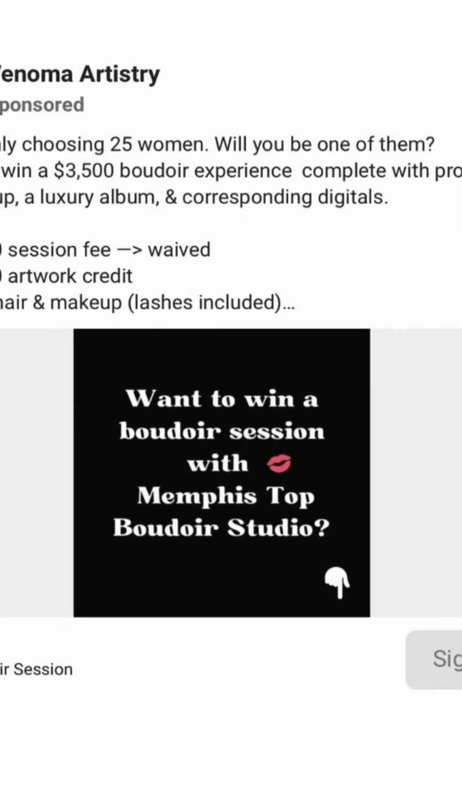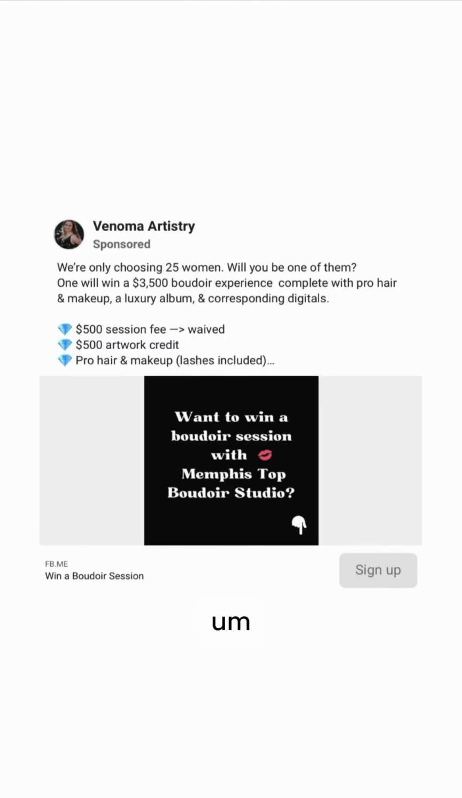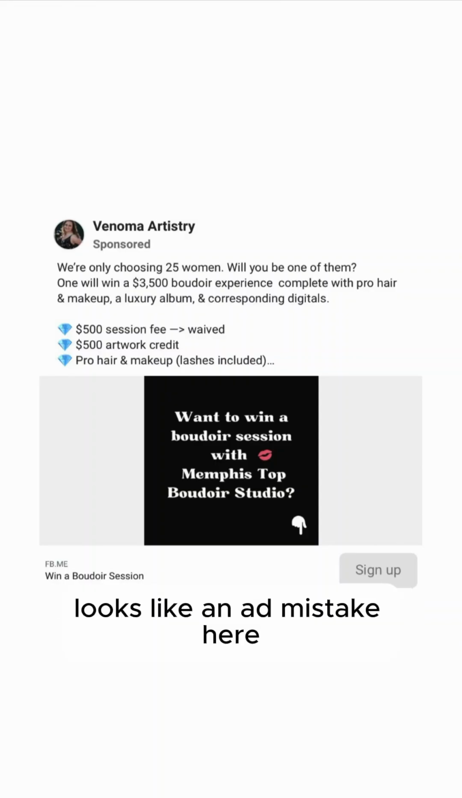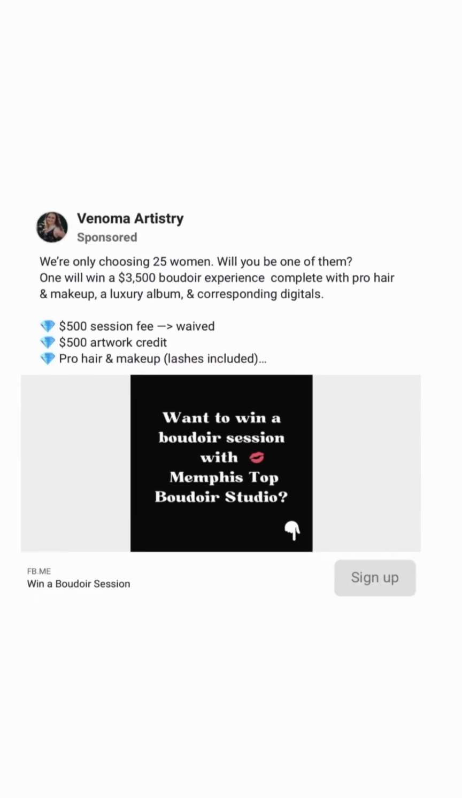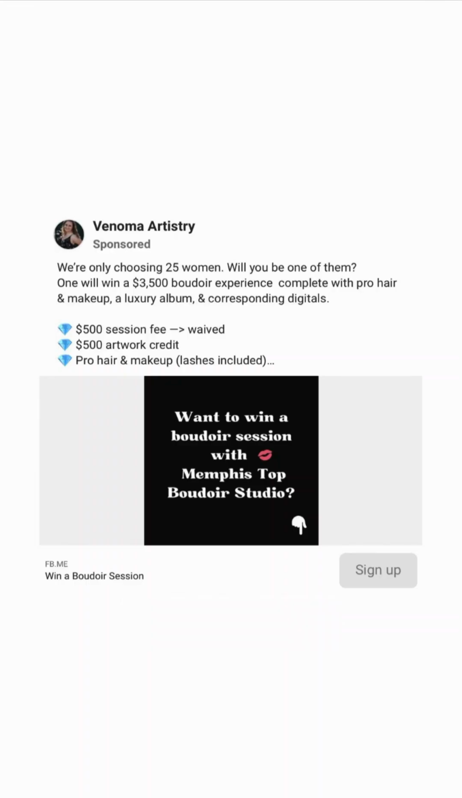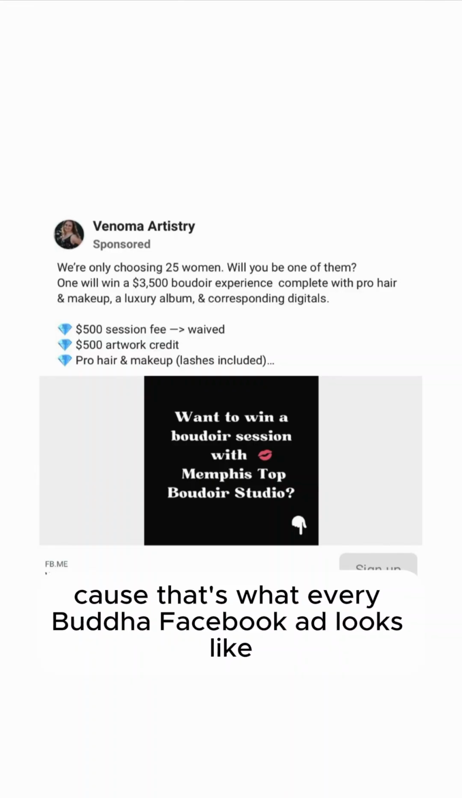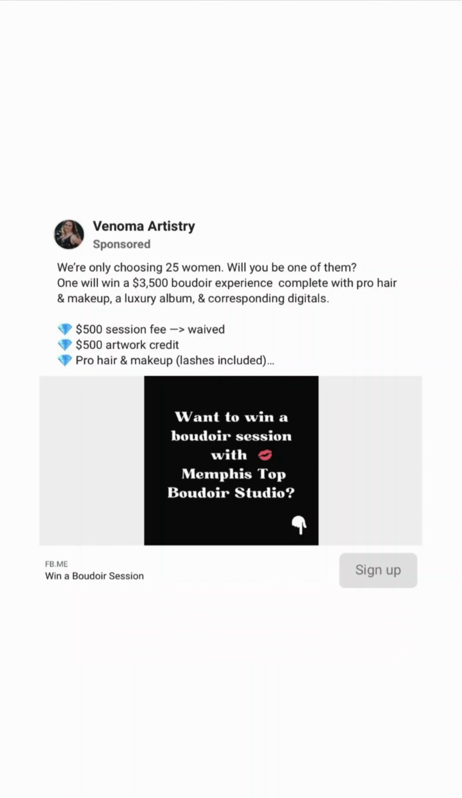Next, we look at the creative, the photo, to see if that contributes to BLCS. So we've got what looks like an ad mistake here. The false belief that causes us to make this mistake is that we believe our Boudoir Facebook ad should look like ads, because that's what every Boudoir Facebook ad looks like. They look like ads as well, and not everyone can be wrong, can they?